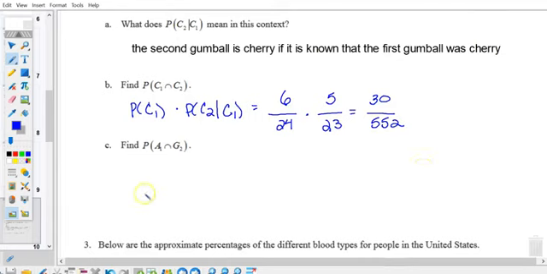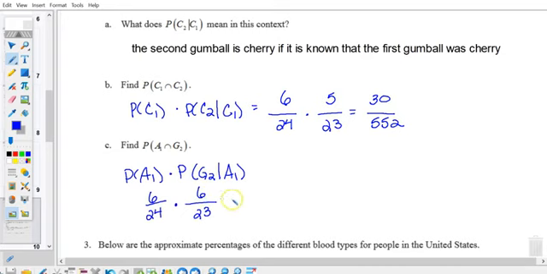All right, find A for apple first, and then getting a grape second, given that I got an apple first. So there are 6 out of 24 apples. Only 23 remain, but still 6 are grapes.